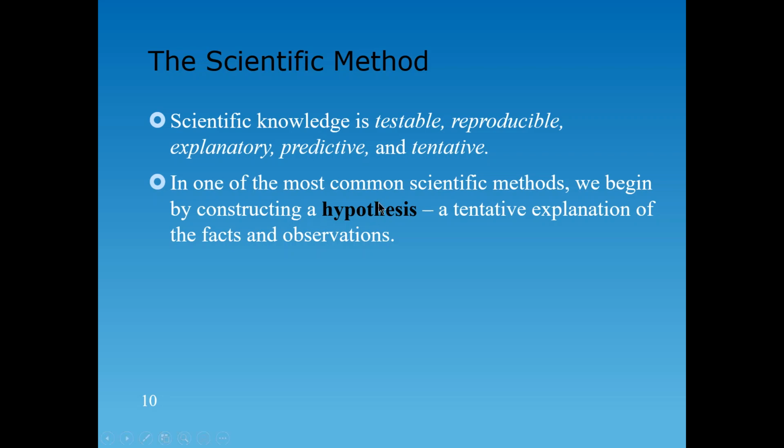But as stated here, when it comes to scientific knowledge, its nature is such that it is testable, reproducible, very important, explanatory, predictive, and tentative. So these are all the characteristics, let's say, of how we arrive at scientific knowledge of any particular part of nature.